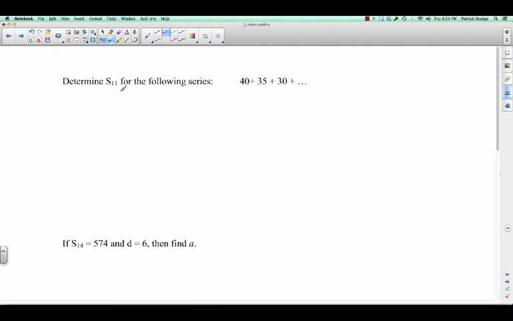Okay, next question here. We're finding the sum of the first 11 terms, and you only know the first 3. Wow. Alright, so let's see if we know what A is. Yep, that's the first term, 40. Let's see if we know D, what the difference is. Sure, we can figure that out. We could do 35 minus 40, which is negative 5.